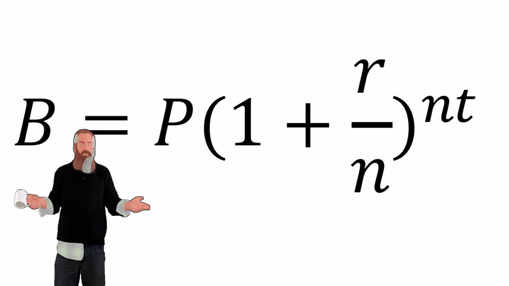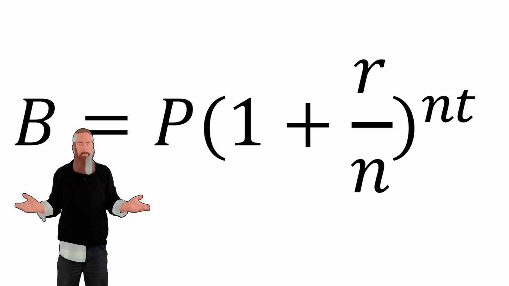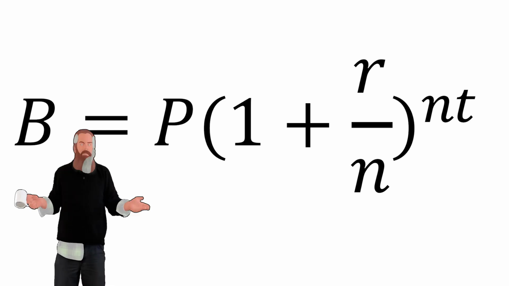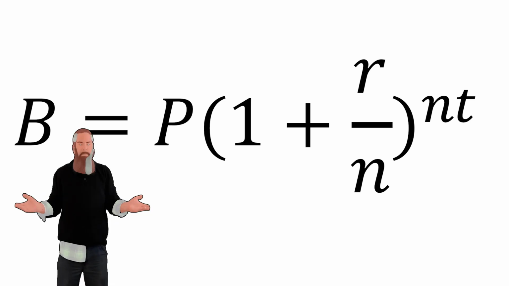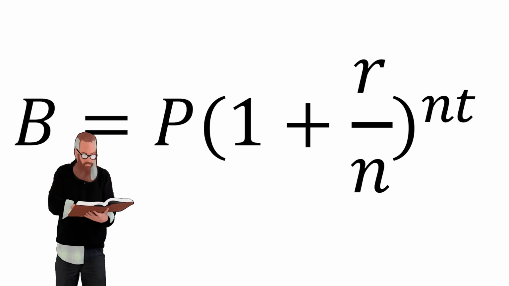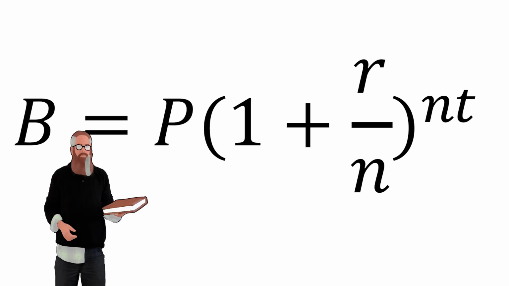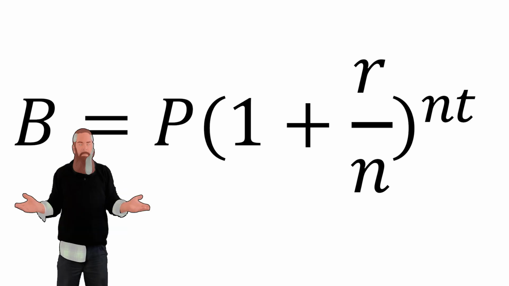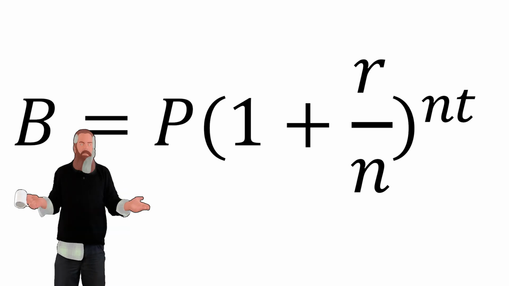To calculate the future balance, use the compound interest formula on the screen, where B is the balance at the end of the time period in T years, P is the principal amount, R is the interest rate expressed as a decimal, and N is the number of times the interest is compounded in 1 year.